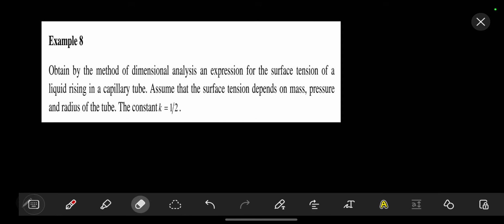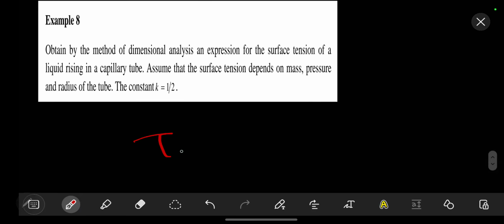So our second problem says: obtain by method of dimensional analysis an expression for the surface tension of a liquid rising in a capillary tube. Assume that the surface tension depends on the mass, pressure, and radius of the tube, and the constant is equal to this. So now we want the relationship.